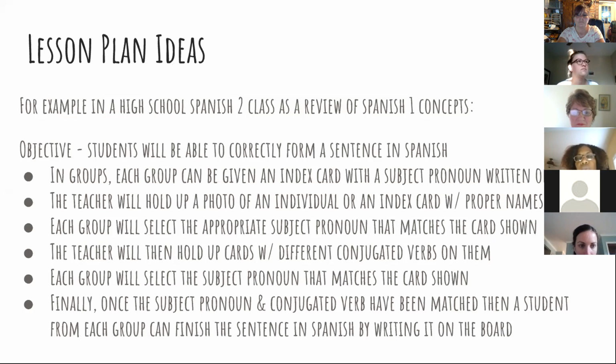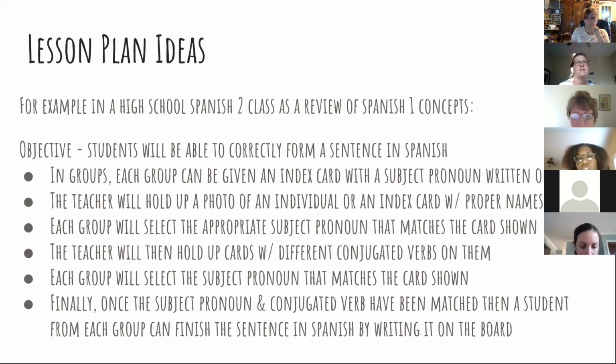If the students are grouped, each group can be given an index card with the subject pronoun written on it. The teacher will hold up a photo of an individual or an index card with a proper name on it, such as Rebecca, and each group will select the subject pronoun that's listed on their index cards that are on their desk, and one of them will hold up the matching subject pronoun that goes with the picture.